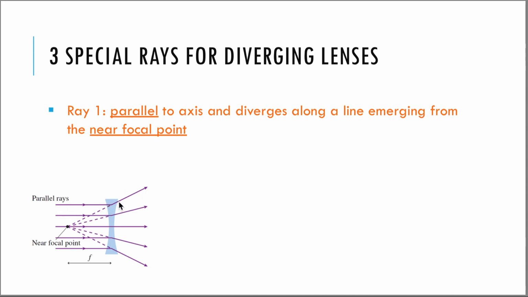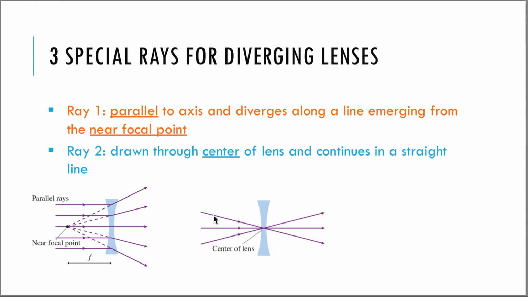Since it's a diverging lens, the rays are going to come apart along a line emerging from the near focal point. Even though this lens does have a focal point on each side, the rays cannot just go through the focal point on the other side, because that would be a converging lens. So the rays diverge as though they came from the focal point on that near side, on the left side. The second ray goes through the center and keeps going, so that's the easiest one.